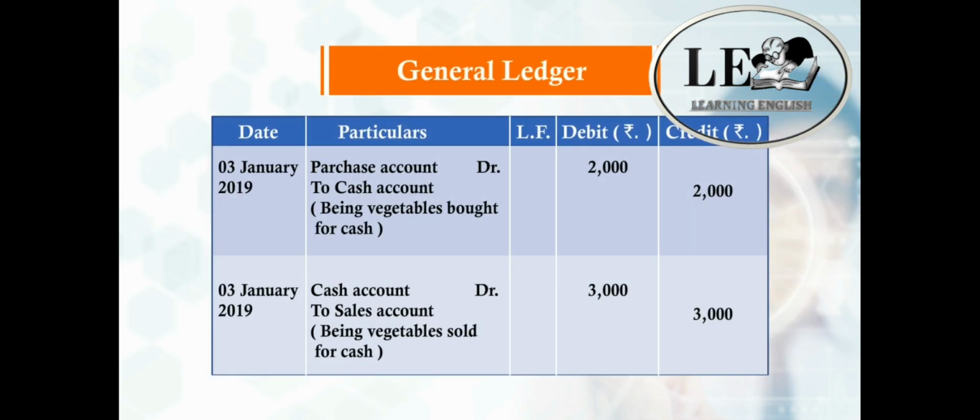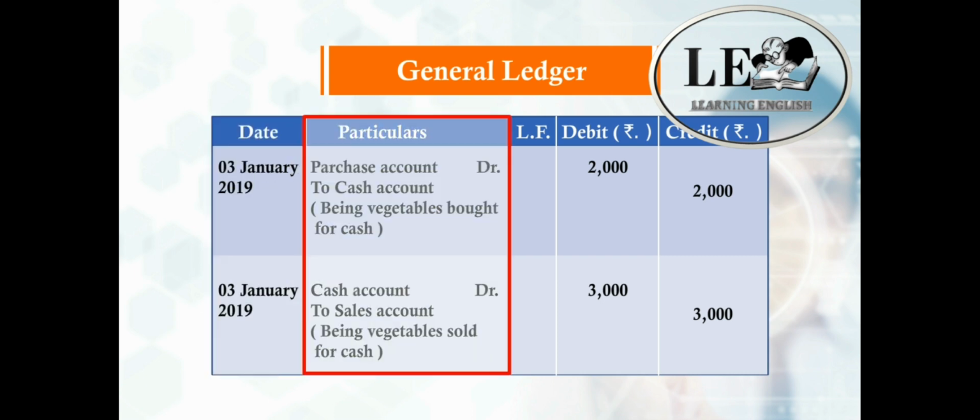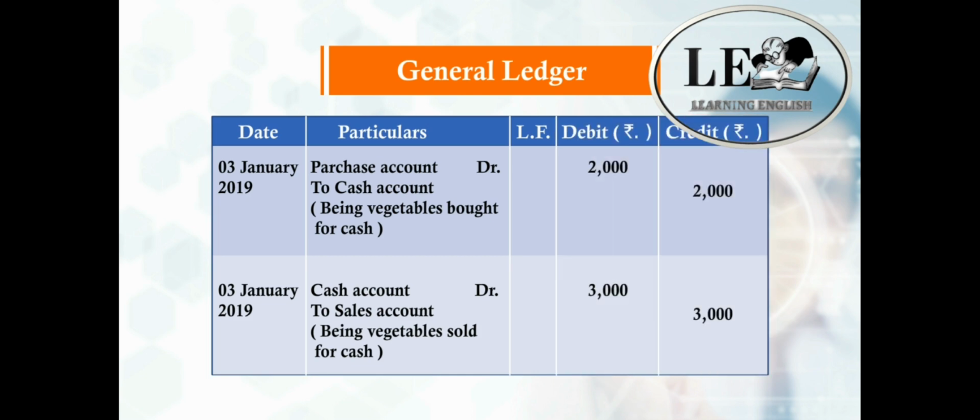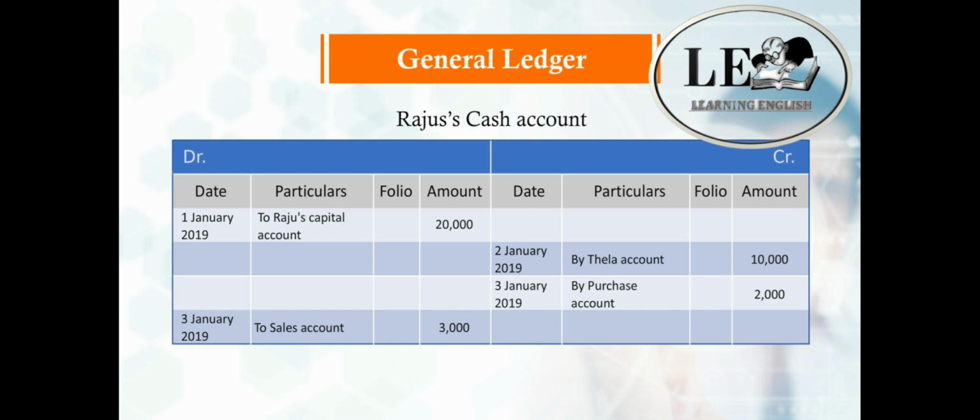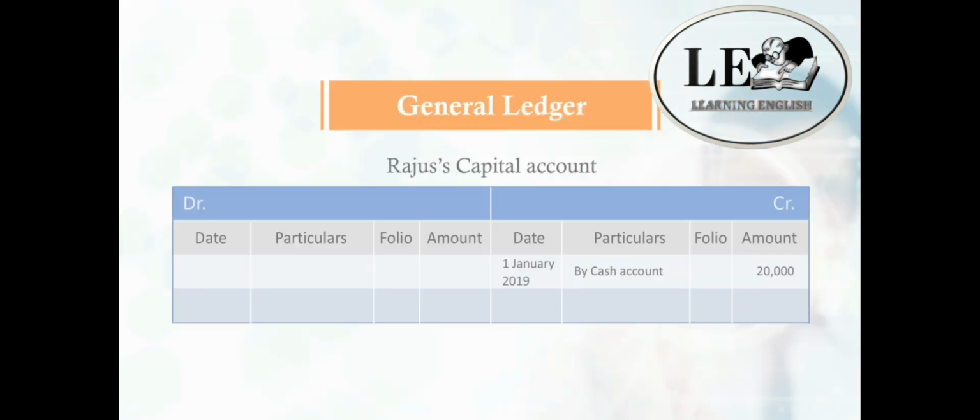These transactions will be entered in the general ledger as shown on the screen. It first starts with the date, then particulars, then debit, and at last the credit, as we have already discussed. His cash account in the general ledger will look as shown on the screen. Here, the particulars and the amounts are highlighted. You can also notice that it starts with a DR and ends with a CR. This is about debit and credit.